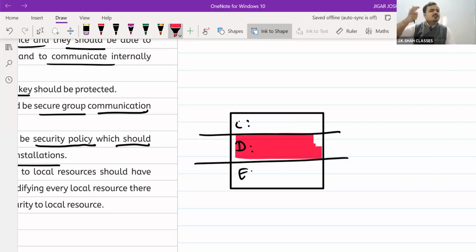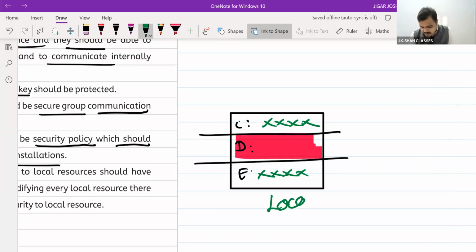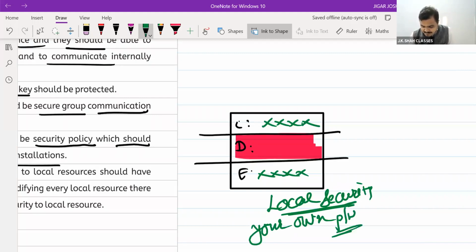So which part of storage was given to me, people? D drive. But I cannot access your C drive. I cannot access your E drive. It will have local security. So what do you mean by local security? Your own password, and I can't change that password. I cannot do anything over there in your C drive, in your E drive.